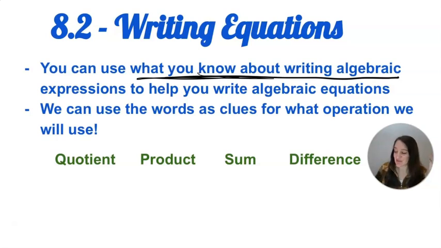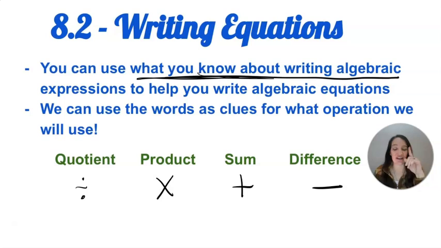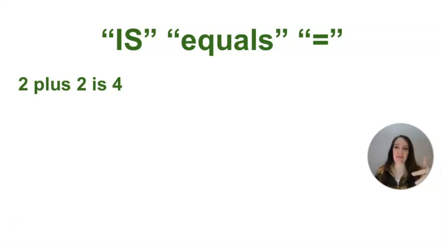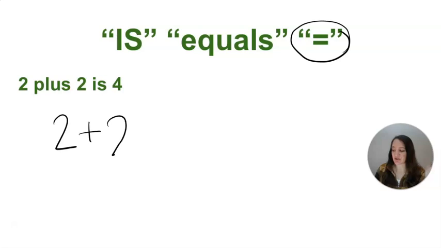Meaning, do you still remember that a quotient is divide? A product is times, sum is add, and difference is subtract. If you still remember that, today will be easier. If you've forgotten that, then remind yourself what those are. So the only thing I'm adding today, the only difference between an expression and an equation is that equations have an equal sign. So whereas an expression was just 2 plus 2, an equation is including the equal sign.